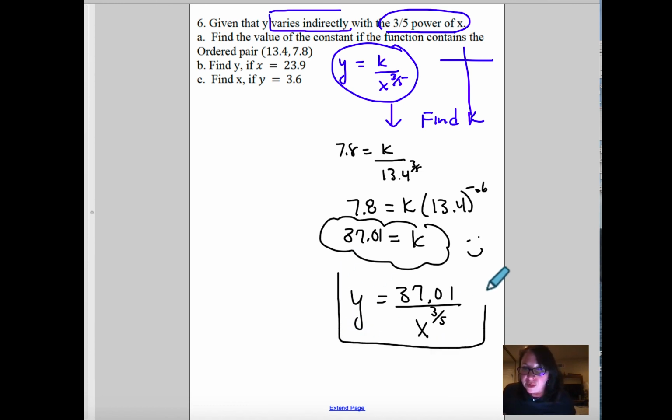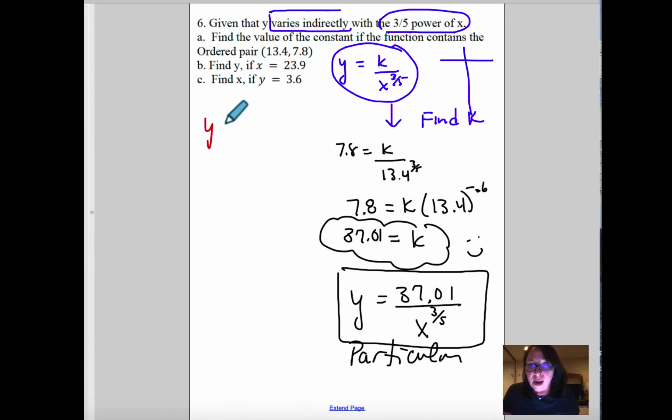So this is our particular equation. And now we can use that to find these values. So plug in x to that equation. We're going to get y is equal to 37.01, this is part B, over x. X is 23.9. So 23.9 to the 3/5 power.